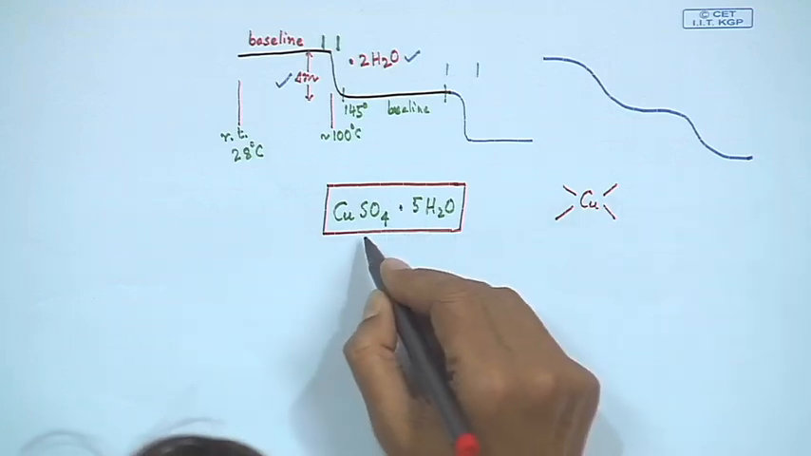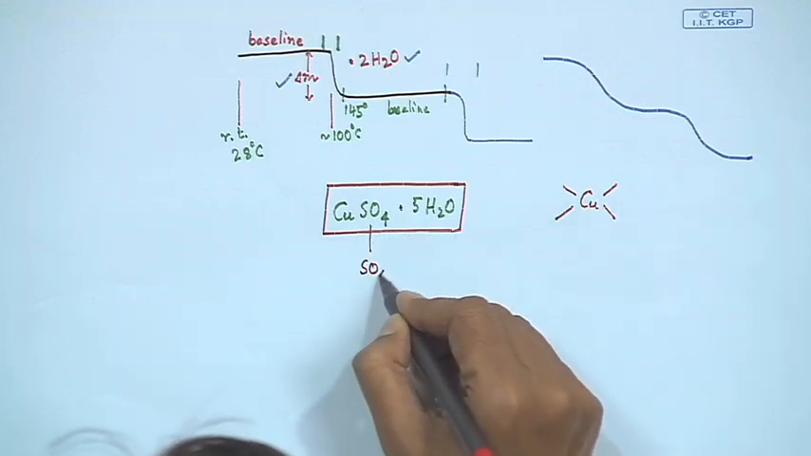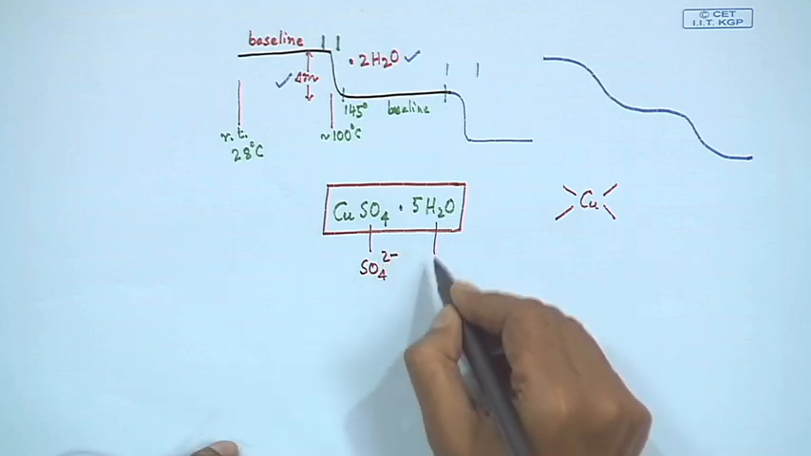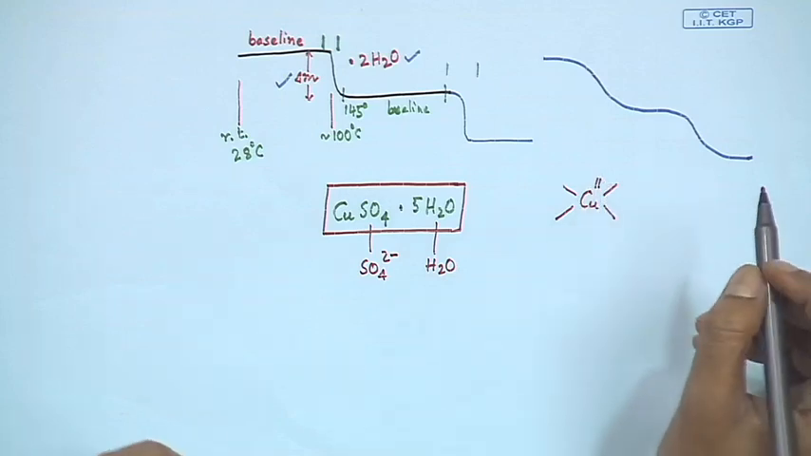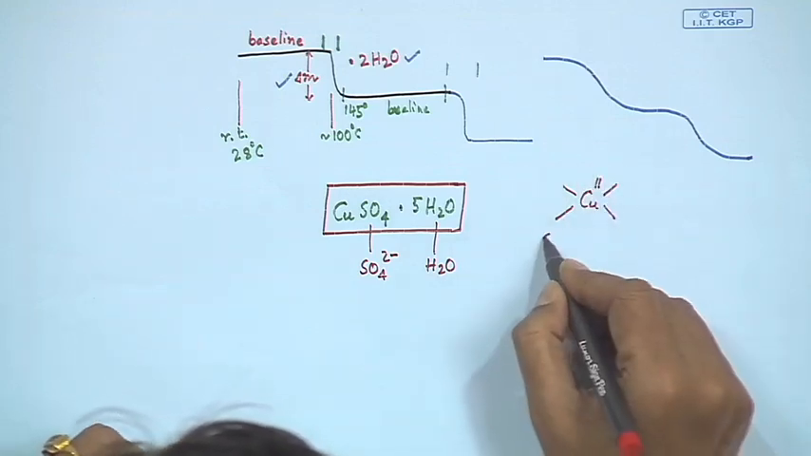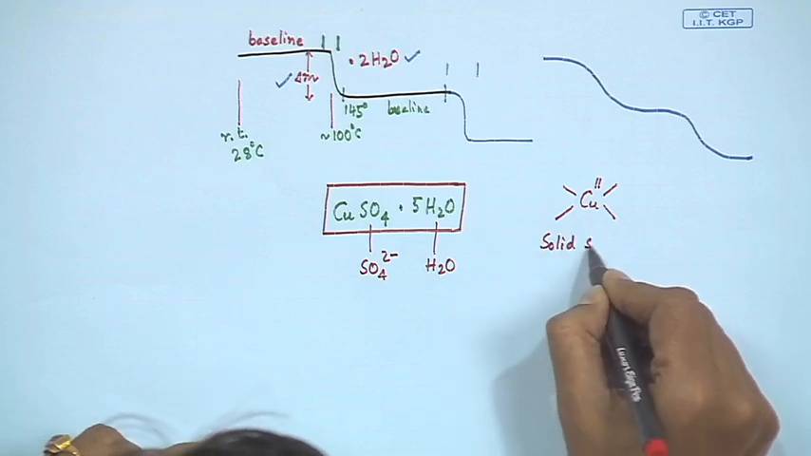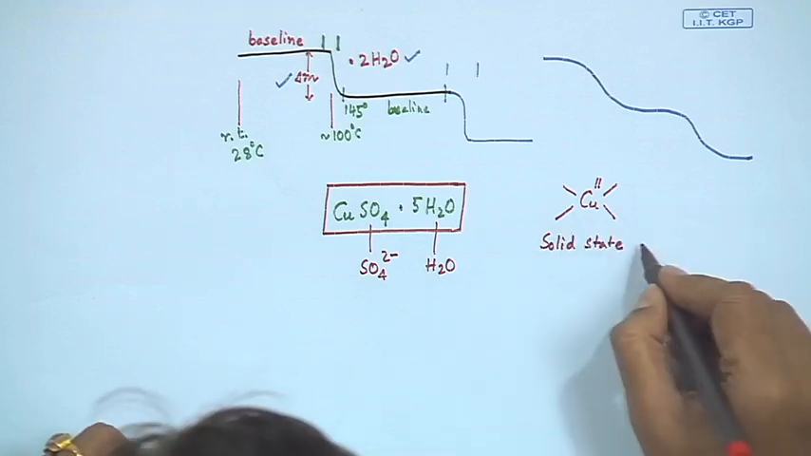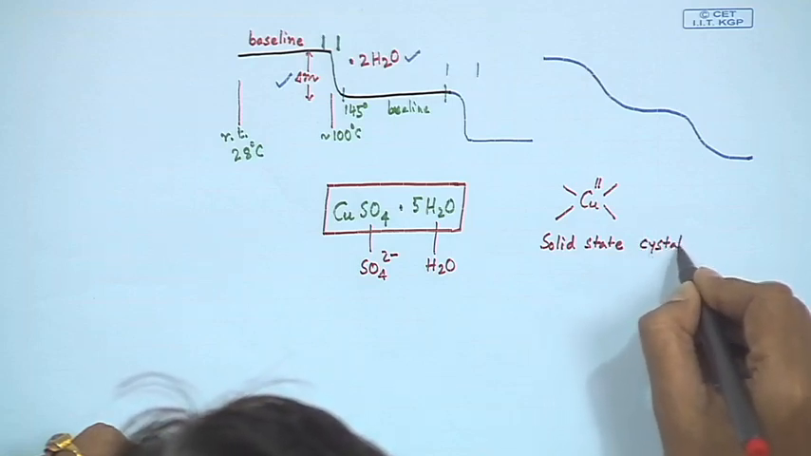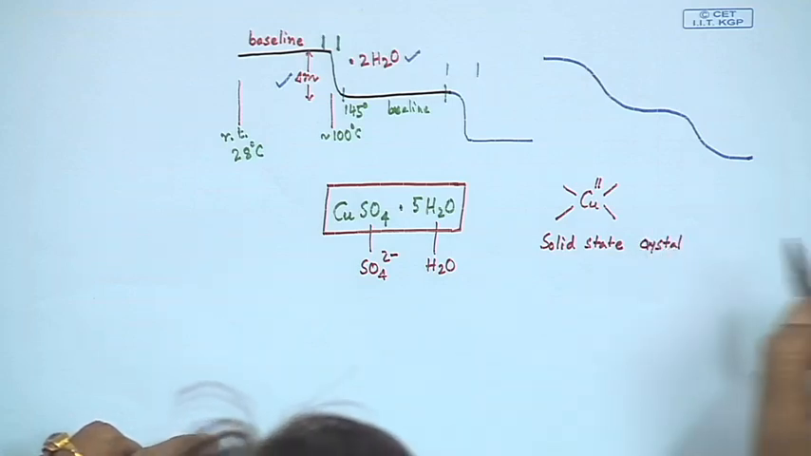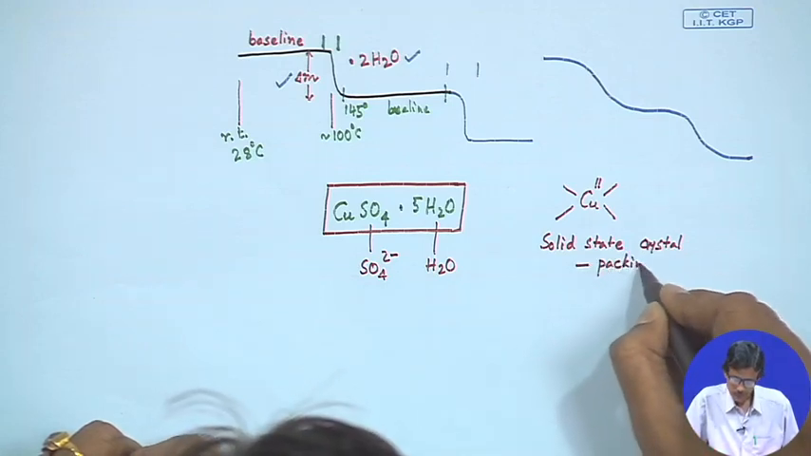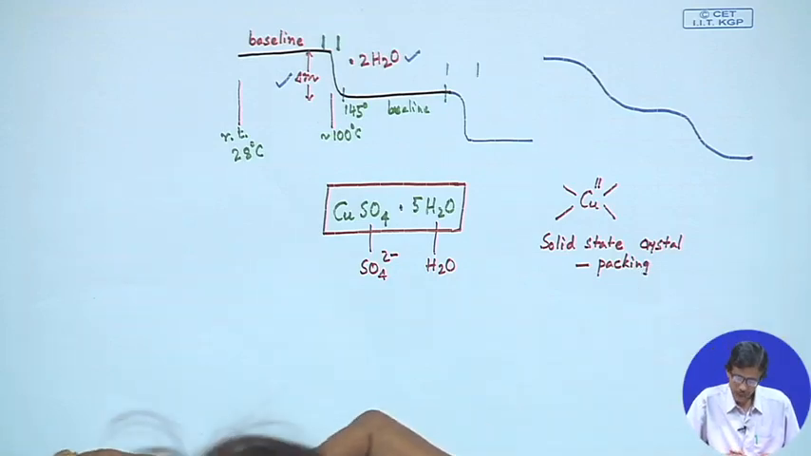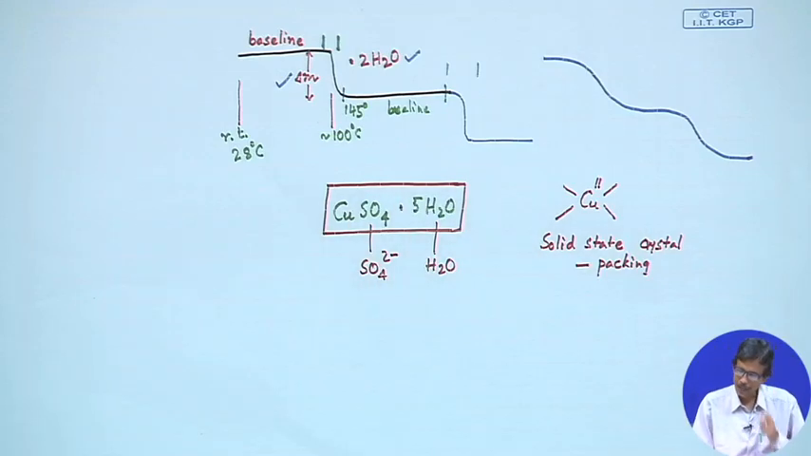So, two things: you have the anionic SO4 2 minus and the water molecules which are surrounding your bivalent copper 2 center, and in the solid state, basically the solid state crystal, you have packing, and the packing is therefore very important.